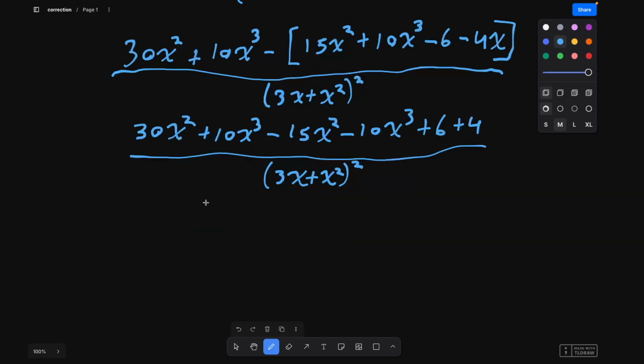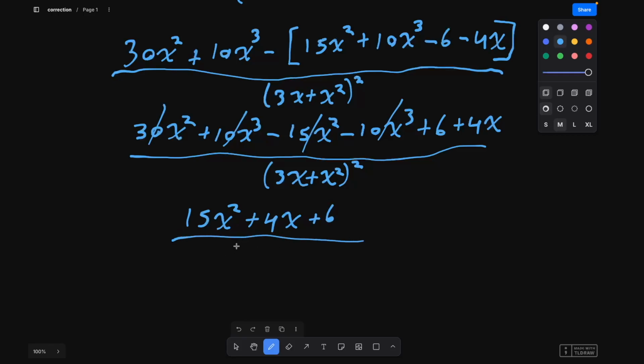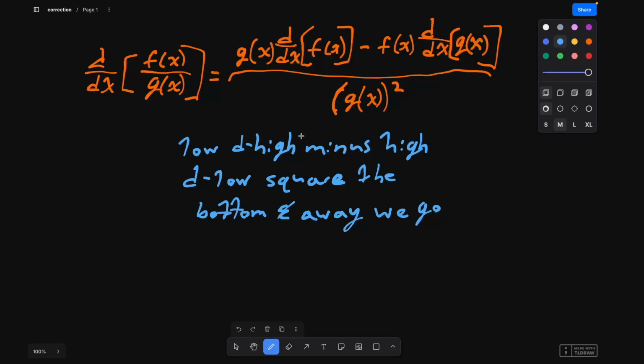Now we can combine terms. The 10x cubed and negative 10x cubed cancel. 30x squared minus 15x squared is 15x squared. We have a plus 4x, and then a plus 6. And that is over 3x plus x squared squared. So that is our final answer. So the trickiest part of the quotient rule is probably just setting up our quotient rule, getting the low d high minus high d low square the bottom, getting that correct.